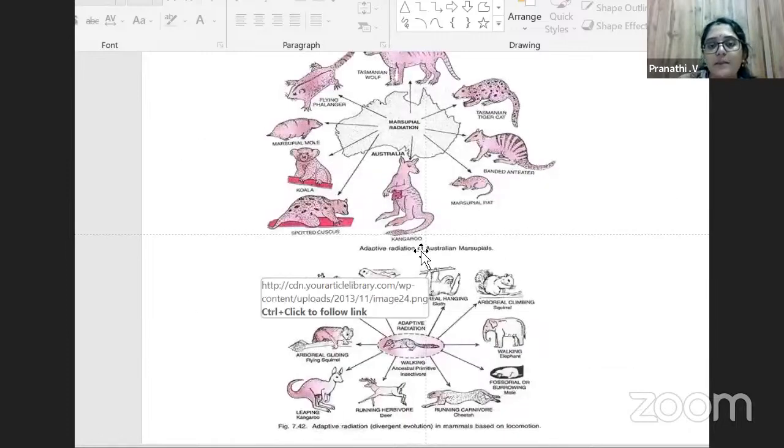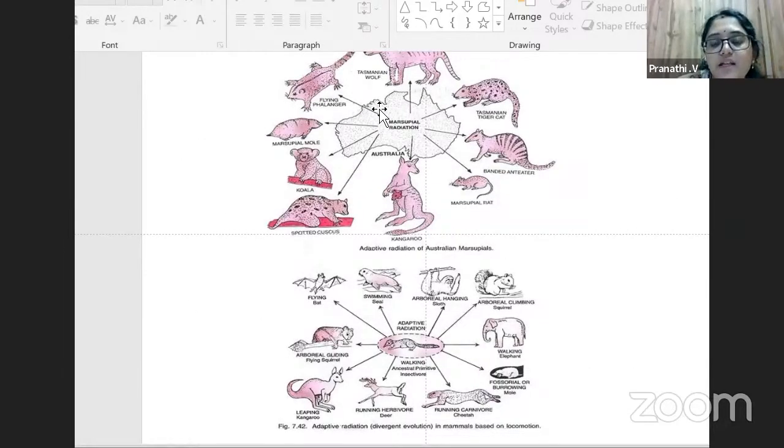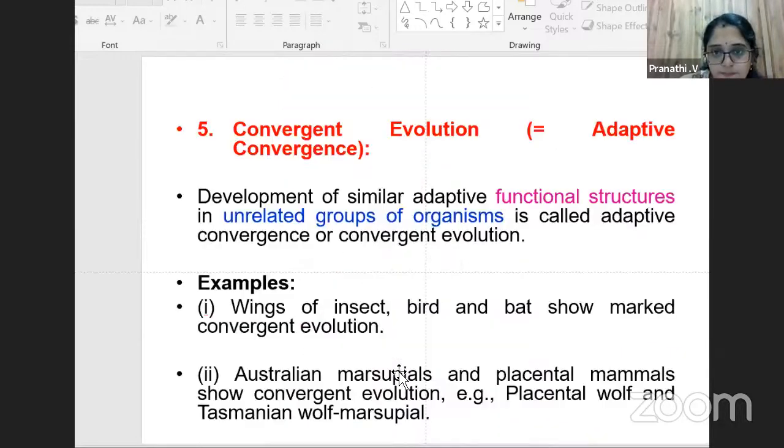And locomotion of mammals, if you see the flying phalanger or the Tasmanian wolf, they all have marsupial radiation over here. And then when it comes to adaptive radiation, the same limbs are being adapted. For example, in a man, we use the hind limbs for running or walking. Over here for leaping, over here for gliding, the forearms are used. So whatever is present is used for different purposes.